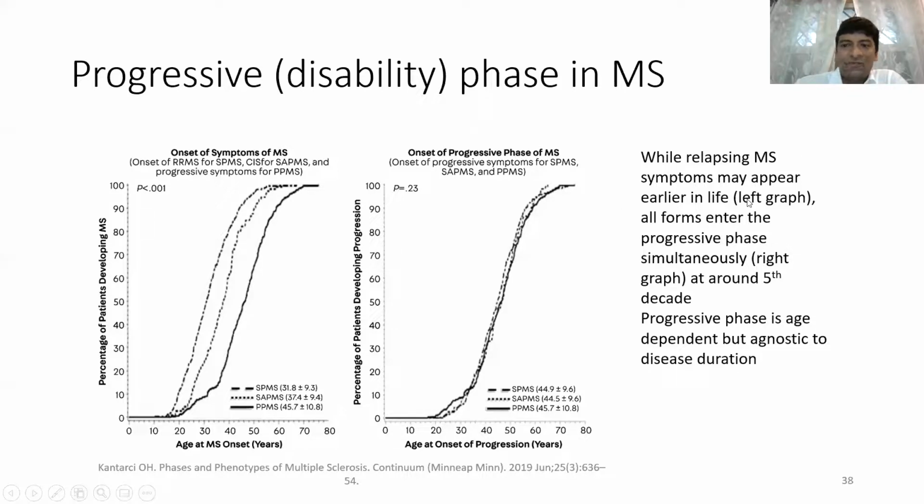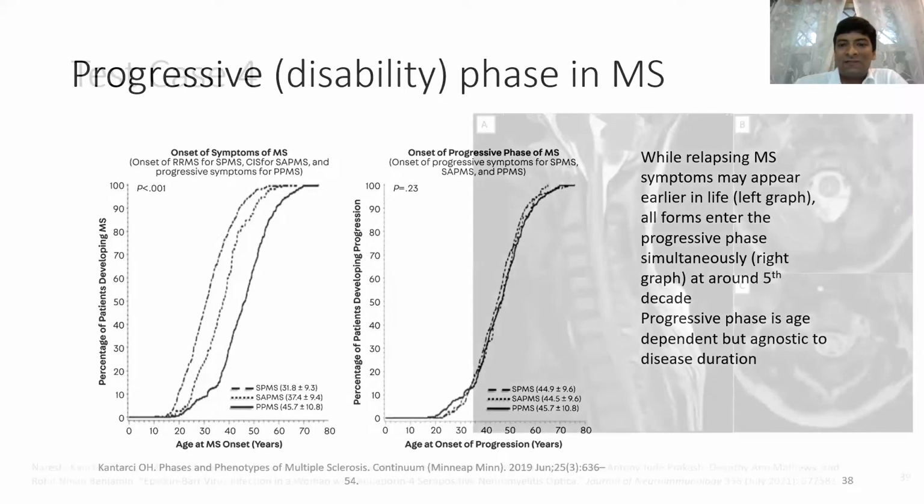So what does this prove? That all forms of MS eventually enter the progressive phase simultaneously around the 5th decade. And this progressive phase is age dependent, which means it depends on the age of the patient, but it's agnostic to how long they've had symptoms. So even if you had RRMS from the age of 16, the progressive phase invariably begins around the age of 40 or 45 or so. And that's an important point to note because treatment will change.